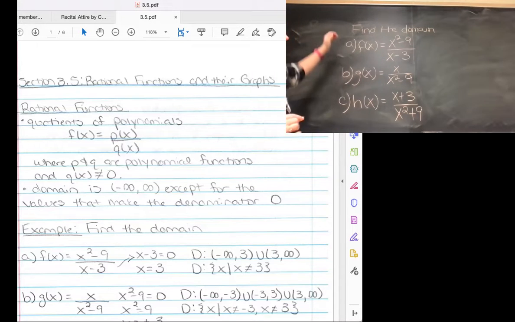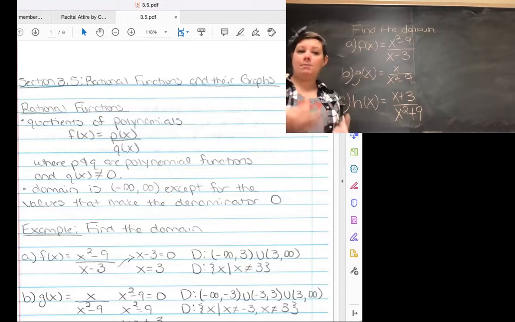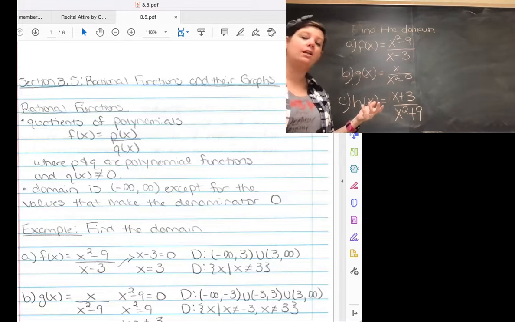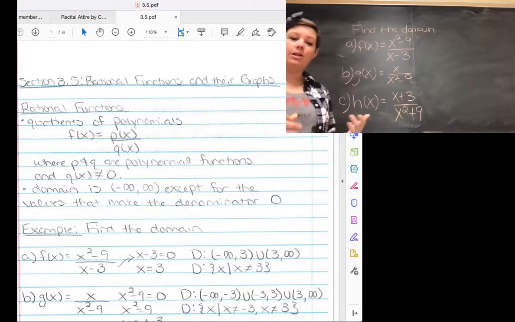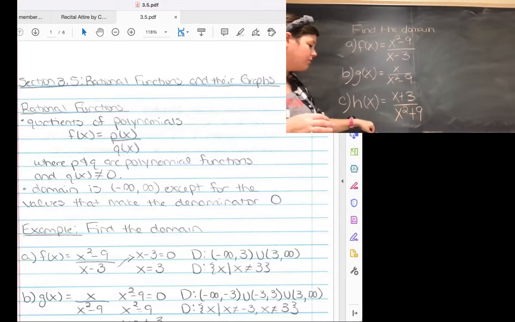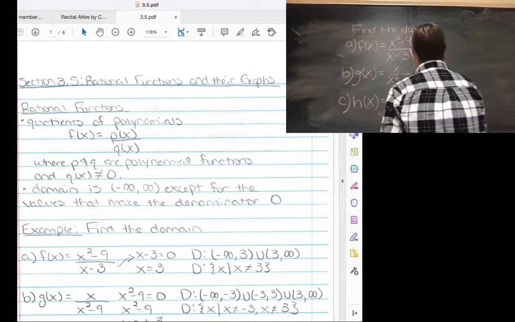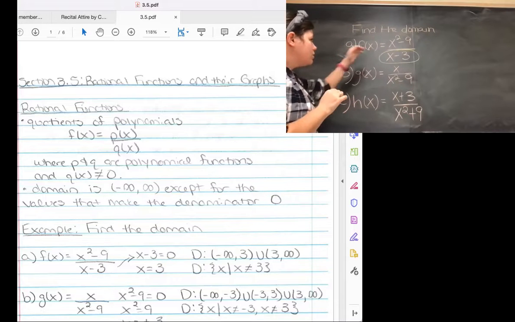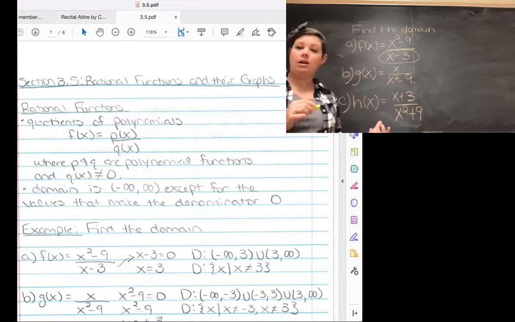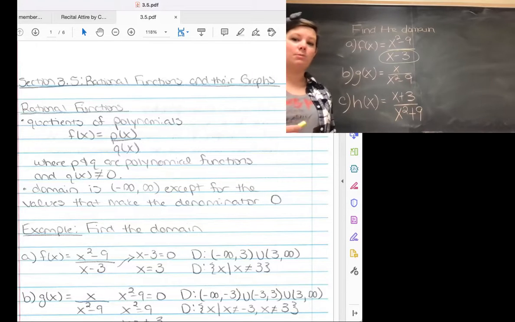So these are the three different rational functions that we have, and we're going to find the domain for each of these. The domain for a polynomial is negative infinity to positive infinity. But with rationals, we have to eliminate whatever makes our denominator equal to 0. So really, in order to find the domain, you just have to find the trouble spots, and the trouble spots only happen where the denominator is equal to 0. For each of these examples, I'm just going to set the denominator equal to 0 and find out what values of x cause me to have problems.